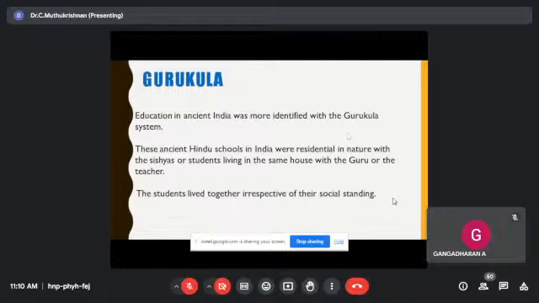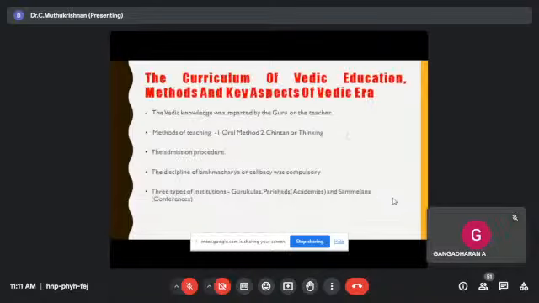So you have to understand about the Gurukula system. From the four Vedic systems, the Gurukula has played the vital role in the Vedic system. The students lived together irrespective of their social standing is another important point in the Gurukula system. The curriculum of the Vedic system, the methods and the key aspects of the Vedic era.